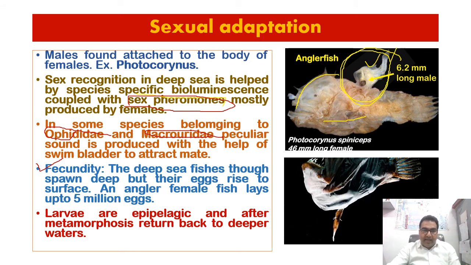And in the case of the angler fish, what has been noticed is that they lay up to 5 million eggs. In them the larvae are epipelagic, and after metamorphosis they return back. Here in this picture you are seeing that this is the male which has parasitized the female and remains attached to the female. So there are various ways of carrying the young ones among the deep sea fauna.